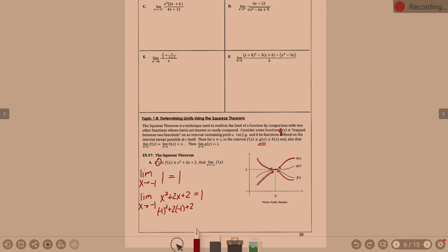So the idea now is f is between those two limits. But those two limits are the same, right? So what is the limit of f at that point? It's the same. It's that 1.